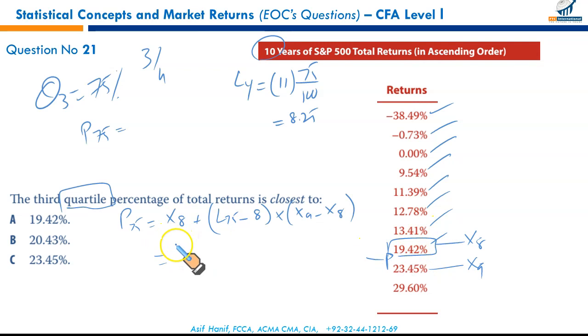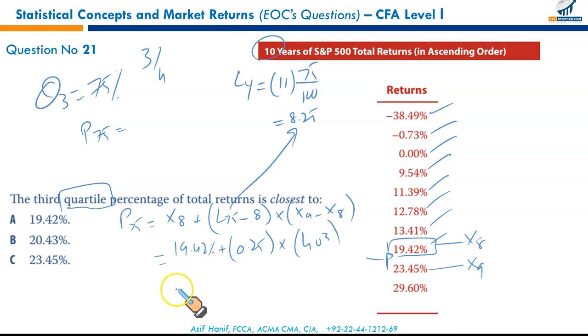x8 is 19.42. 8.25, that's what you calculated. 8.25 minus 8 is going to be 0.25, into x9 minus x8. The difference between these two is 23.45 less 19.42, which gives you 4.03. So 4.03 times 0.25 plus 19.42 gives you the final result. It's going to be 20.43 rounded off. So that makes B the correct option. B it is.